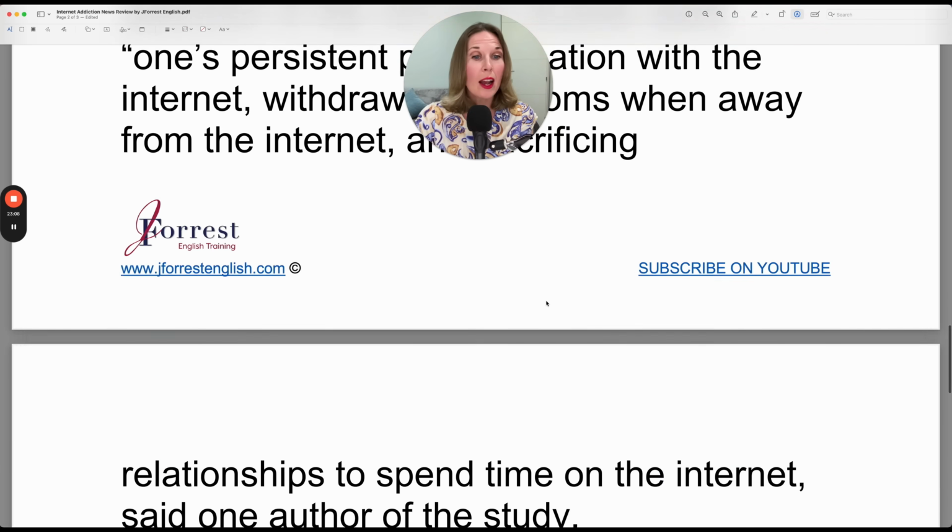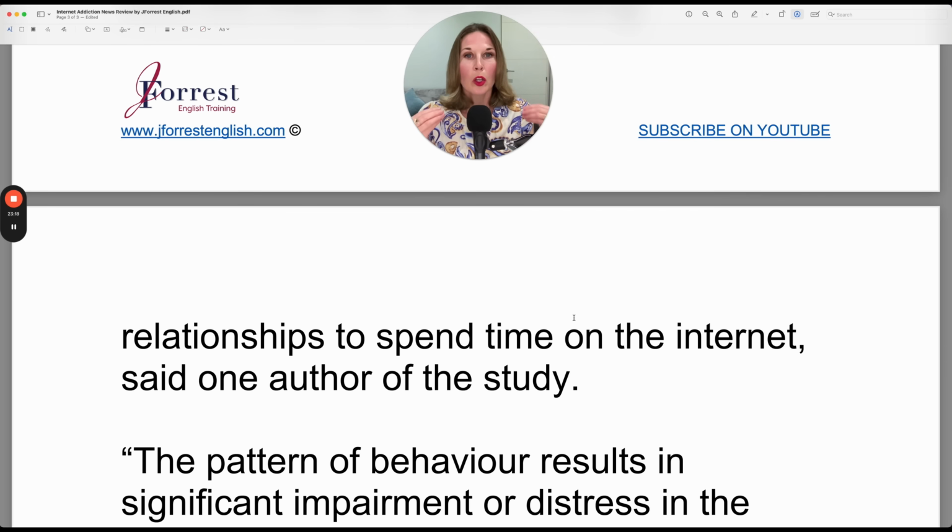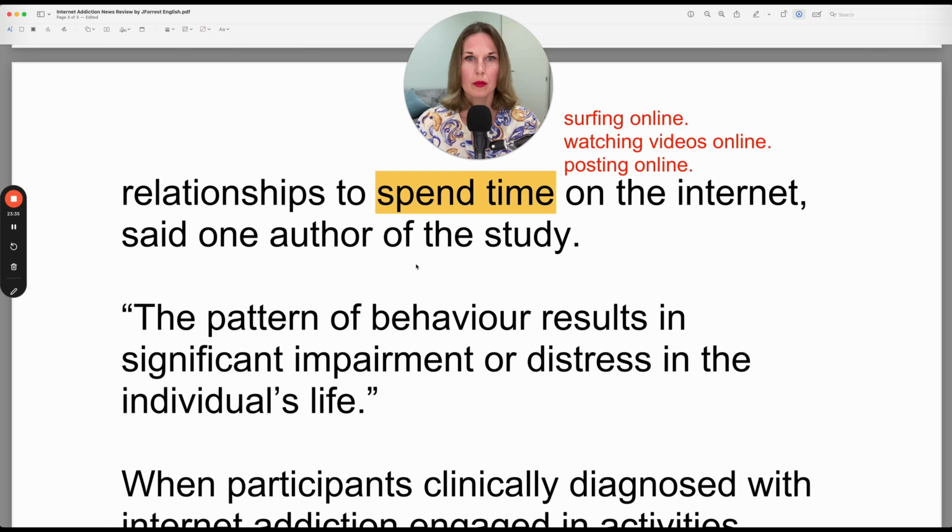And another criteria is sacrificing relationships to spend time on the internet. So sacrificing your relationship means that you're neglecting it. In order to spend time on the internet, your relationship suffers. So you're choosing the internet over your relationship. So you're sacrificing your relationship to gain time on the internet. And remember that spend time is a gerund verb. So if you had an action, you would need the verb in ing.